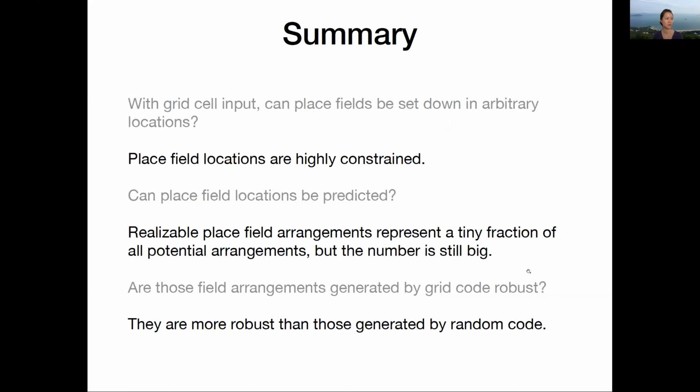So here comes our summary. Place field locations are highly constrained, and the realizable place field arrangements only represent a tiny fraction of all potential arrangements, but the number is still big. And the place field arrangements generated by the grid code are more robust than those by random code.